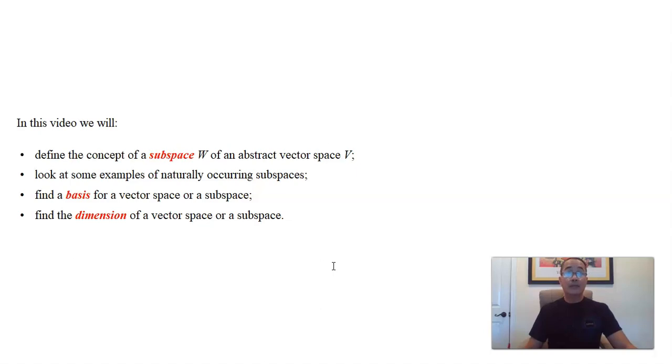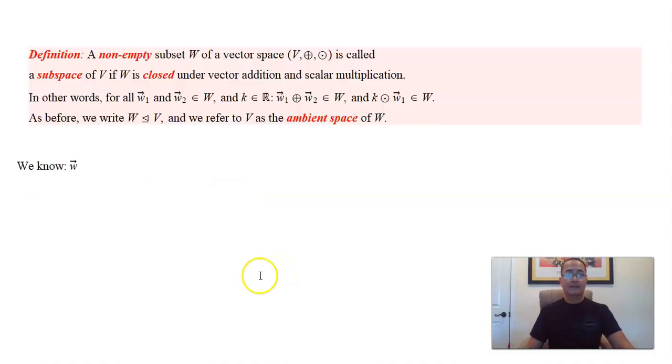It's all implied. We will look at some examples of naturally occurring subspaces, which we have seen in our last couple of videos. We will find the basis for a vector space or a subspace, and we will find the dimension of these vector spaces or subspaces. So I hope that you can still remember the definitions for subspace, basis, and dimension from chapter 2. But if you don't, you're in luck because the definitions are going to be very, very similar.